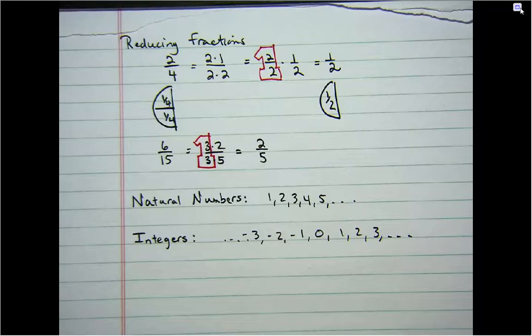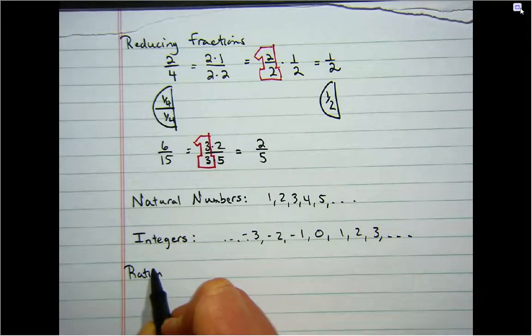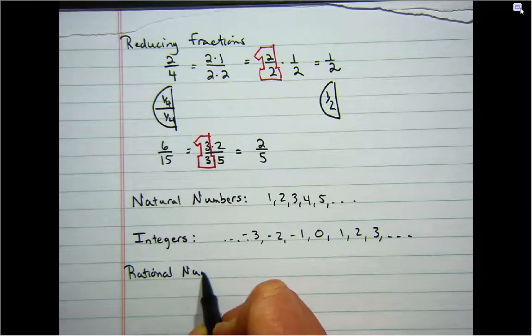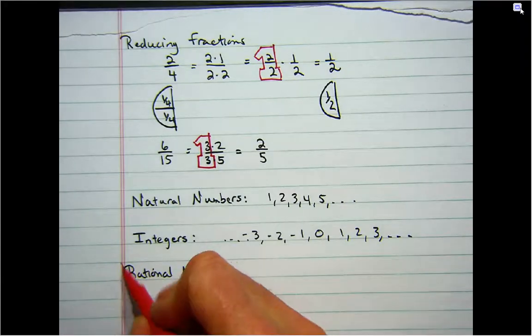Another set of numbers we have are the rational numbers. I don't have an easy way for you to remember what integers are, but rational numbers have a word in them that can help you remember what rational numbers are. What word do you see in the word that can help you know what rational numbers are? Yeah, ratio. Good. So rational numbers are ratios or fractions.